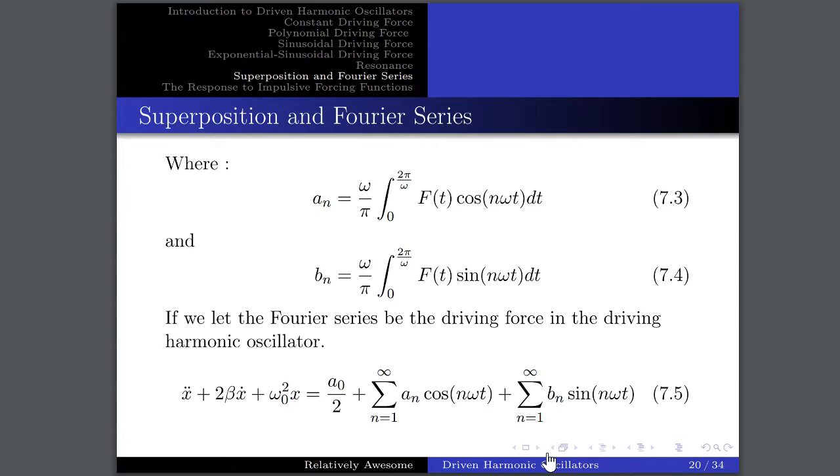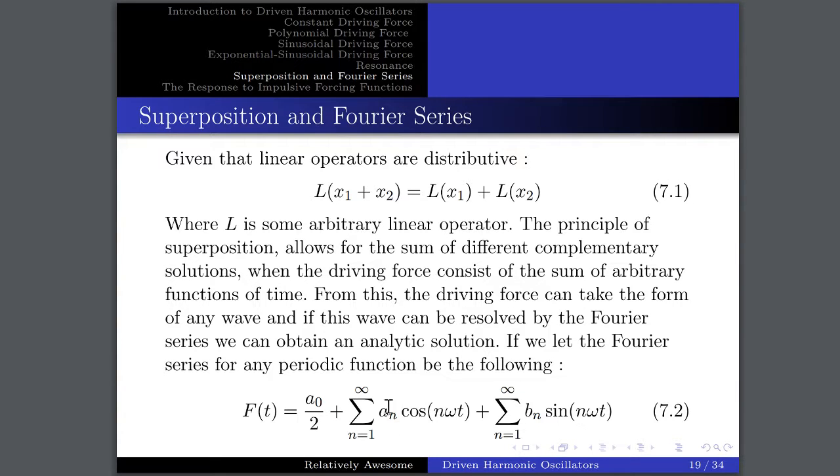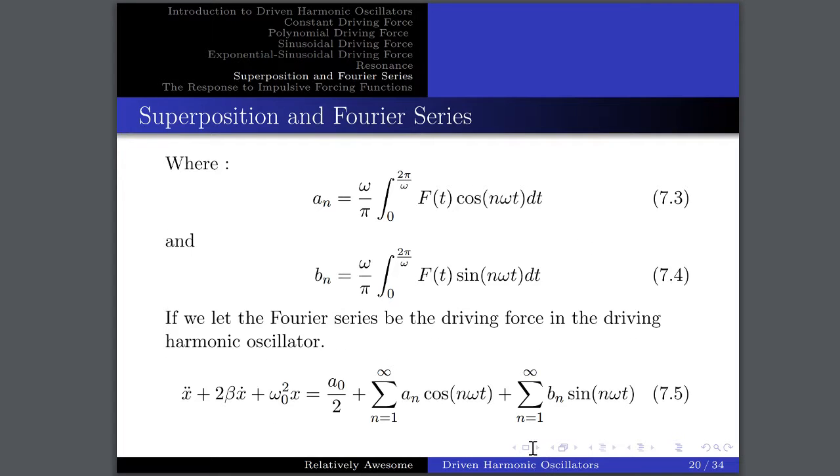The reason for this is if this a sub n was a sine function, this would be equal to 0, and if this b sub n is some cosine function, this would be equal to 0. So, this property is called orthogonality and can be proven by the product to sum rule.